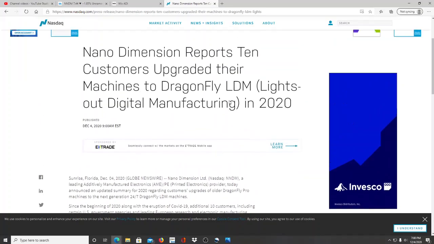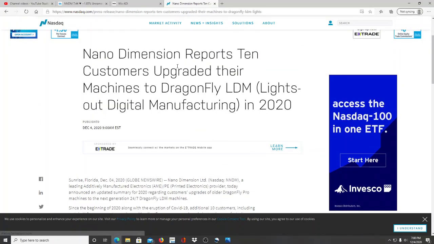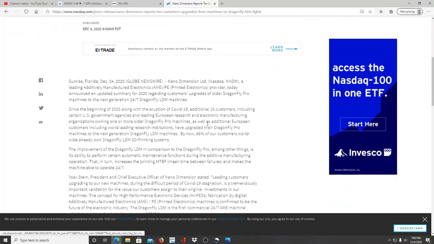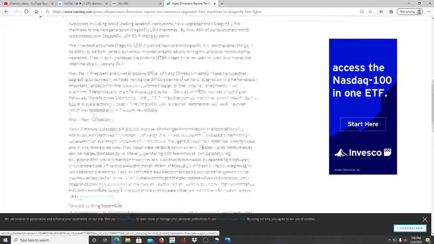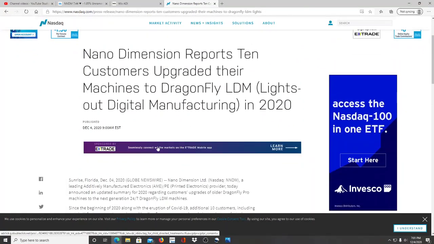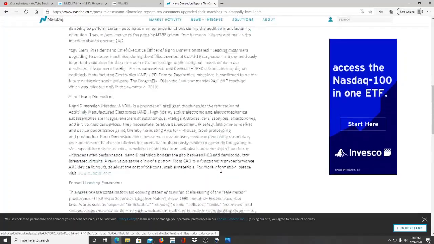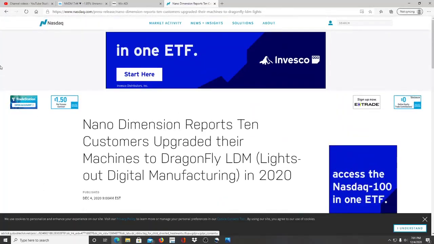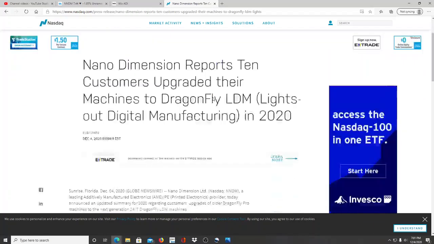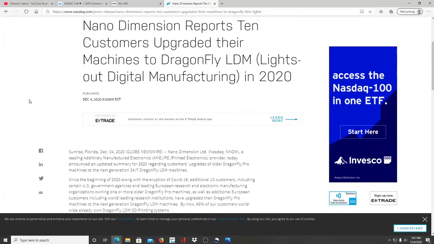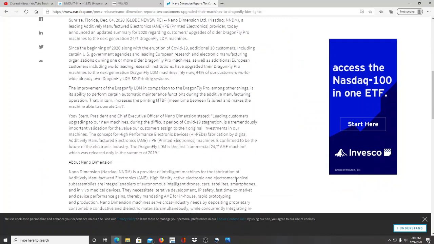So let's see here. It shows here Nano Dimensions reports 10 customers upgrade their machines to the Dragonfly LDM, Lights Out Digital Manufacturing. So that's a good sign. They're already getting orders, and this whole new system is pretty awesome. If you guys want to read more on this article, it is one of the top headlines today. If you just look up Nano stock, it's going to be written in the NASDAQ area, and it was published today at 9 a.m.